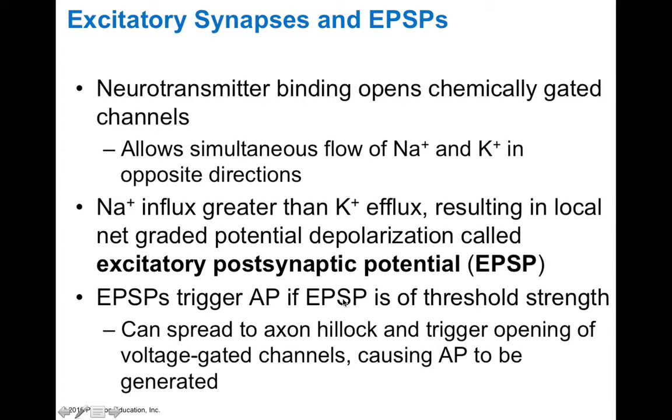Now, these excitatory postsynaptic potentials are graded potentials, and so they degrade over time and distance. So an EPSP has to be large enough so that when it spreads throughout the neuron, by the time it gets to the axon hillock, if it's above action potential threshold, that can trigger opening of voltage-gated sodium channels, which then causes the action potential to be generated.